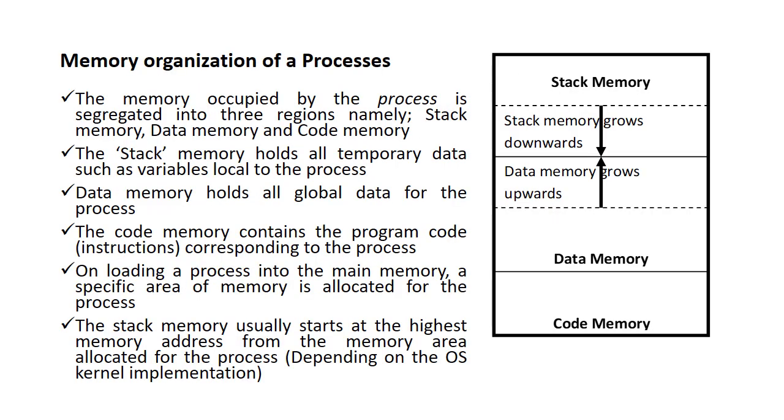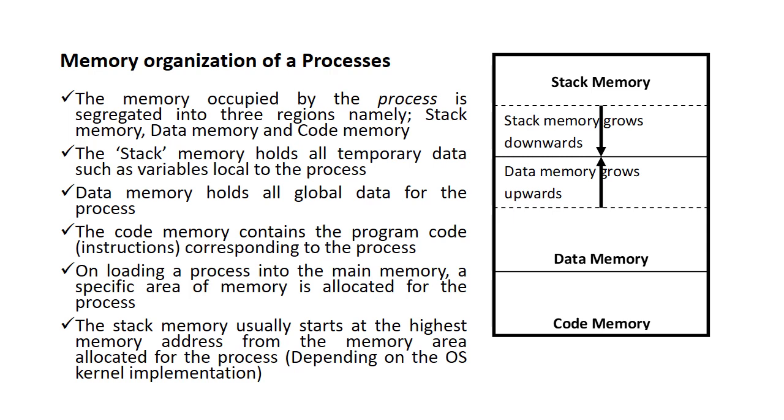Memory organization of a process. The memory occupied by the process is segregated into three regions, namely stack memory, data memory, and code memory. The stack memory is usually used to hold temporary data such as variables local to the process. Data memory holds all global data for the process. The code memory contains the program code or instructions corresponding to the process.